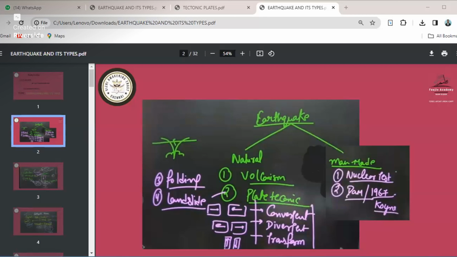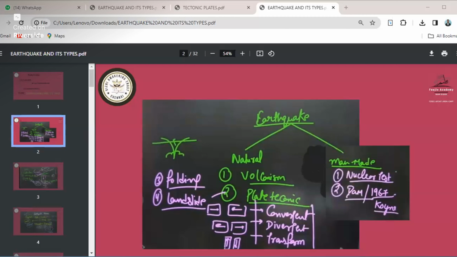Then man-made are the nuclear tests. If we have seen the nuclear bomb dropped on Hiroshima or Pokhran, due to that nearby places also had that particular shaking. So that is also an earthquake. Then building of dams. How does it cause it? Dams or reservoirs: all the sources of water are coming and sitting down at one place. So that is putting a lot of pressure on the earth crust. Due to that high pressure, again inside the earth there will be some shaking. So due to building of dams also, there will be earthquake.